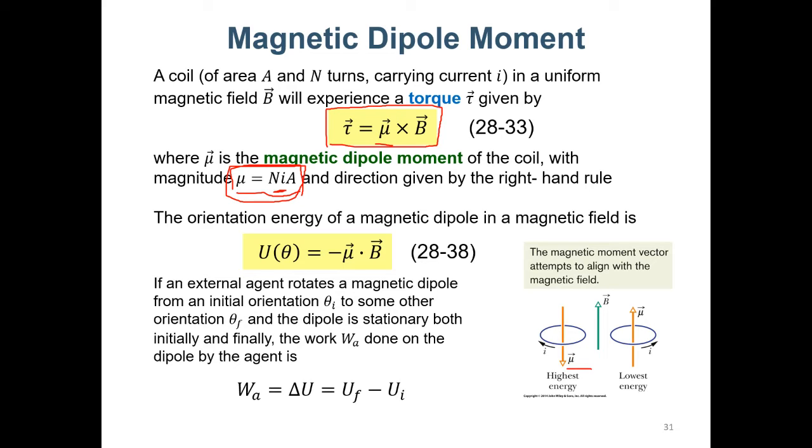So similar to electric dipole, we can define the torque by the magnetic dipole moment cross the B field, and then the potential energy will be minus mu dot B. It's a similar calculation as the electric dipole. So you can consider the work done will be the delta potential.